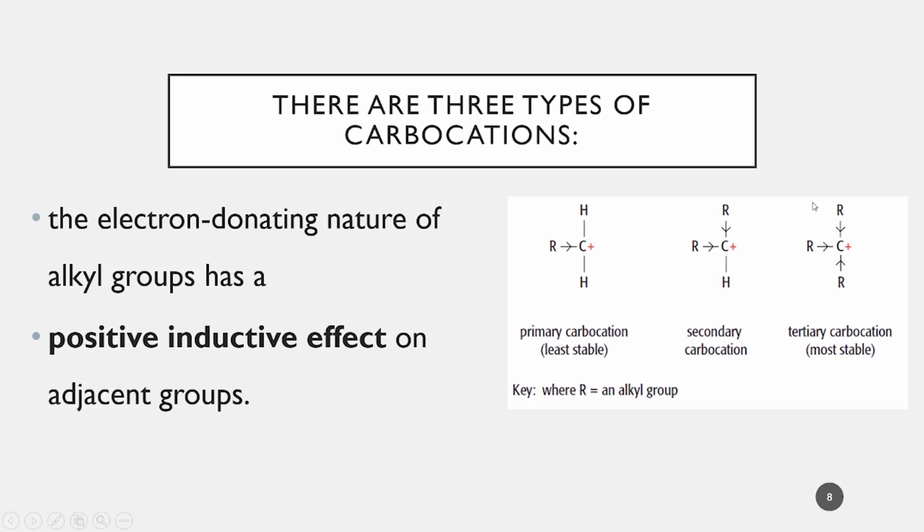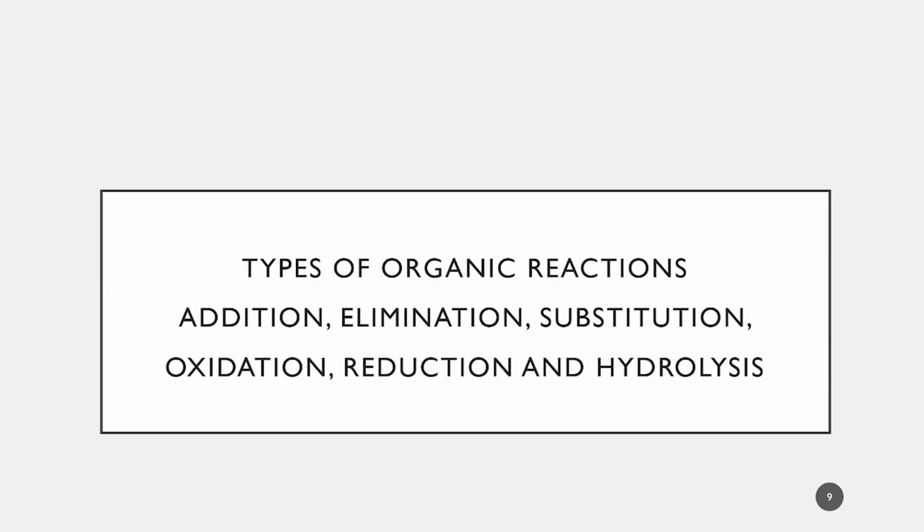This positive inductive effect, you could see that it increases by increasing the number of alkyl groups, and it will lead to a more stable carbon cation in case of the tertiary carbon cation. Now moving to the types of the organic reactions. So we talked about how breaking of the bond happens, either homolytic or heterolytic.